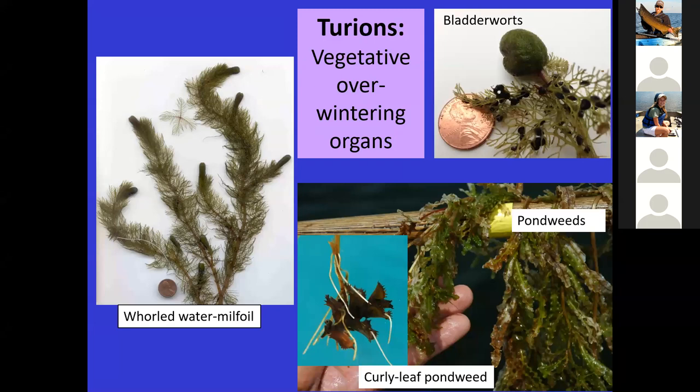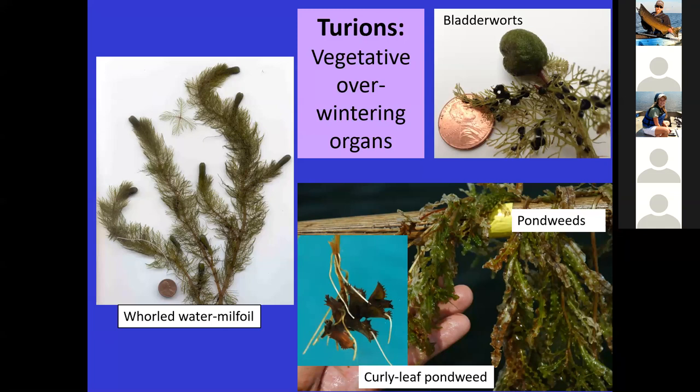Turions are another feature of aquatic plants. These are vegetative, usually overwintering organs, but not always overwintering. For example, the curly leaf pondweed right down there in the bottom has a very hard, almost pine-cone-like turion. This is usually produced in mid-June to late June, and they fall off the plant, and the plant pretty much gives up the ghost around early to mid-July, and so this turion is how the plant makes it through the summer. But that's kind of the exception to the rule.